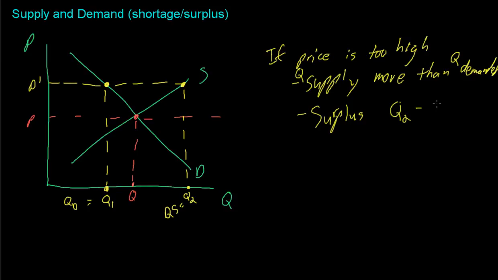So in this diagram right here, we would have a surplus of Q2 minus Q1. That would just be the difference between Q2 and Q1, which we could represent by this little area right here. So that would be our surplus.